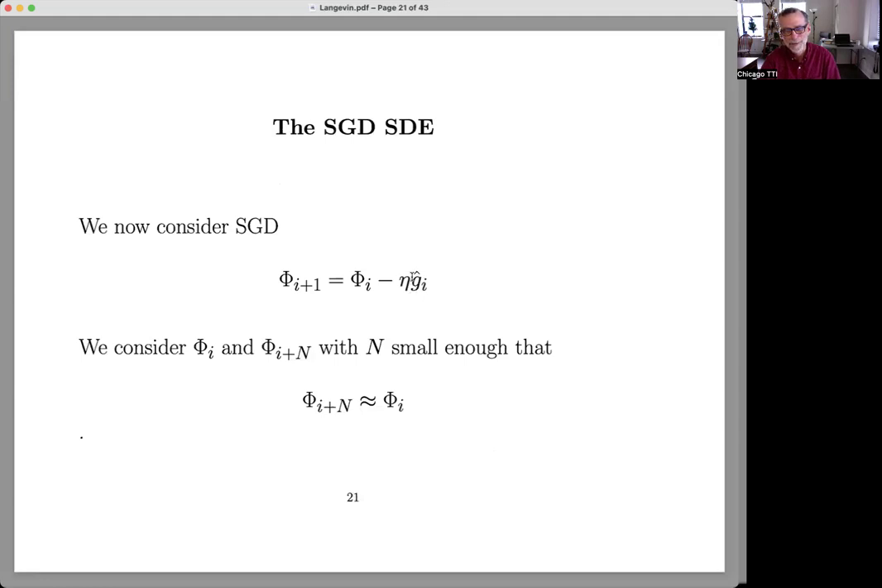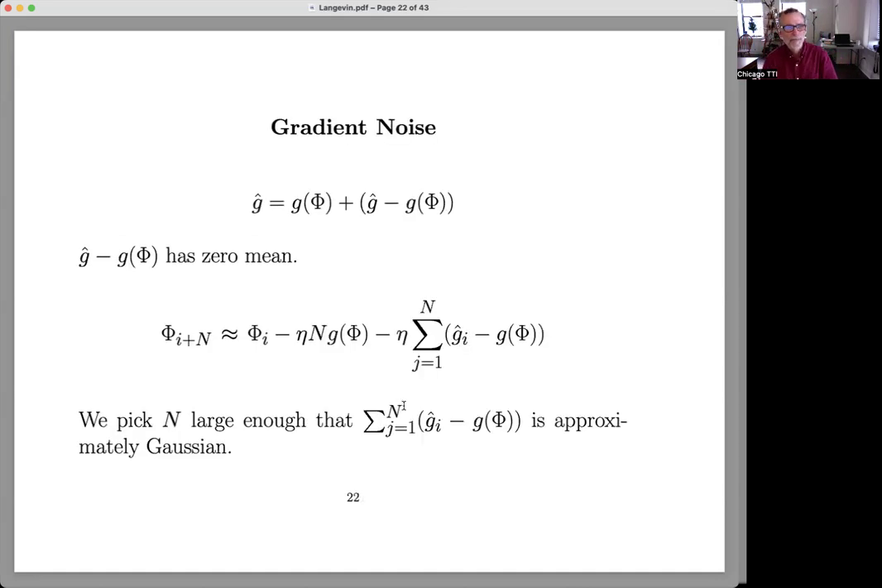This is not the full gradient over all the data. This is just the gradient over some mini batch. And if that mini batch is small, this has a lot of noise. And I'm going to consider a step size such that the model parameters don't change much over that step size.